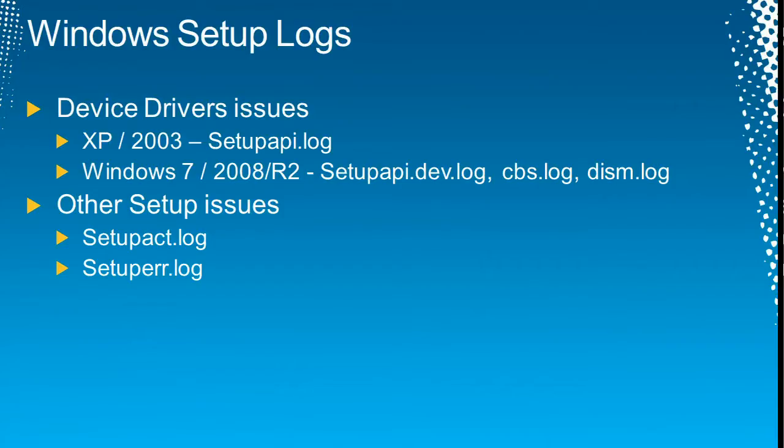So XP, as you most likely know, has setupapi.log. It's been around for a while now. And Windows 7 has a few different log files with regards to drivers. And the core setup log file in Windows 7 is the bottom one, or second from the bottom, the setupact.log file. So if setup fails, don't click OK in the setup error dialog box. Go into the log files and review why it happened.